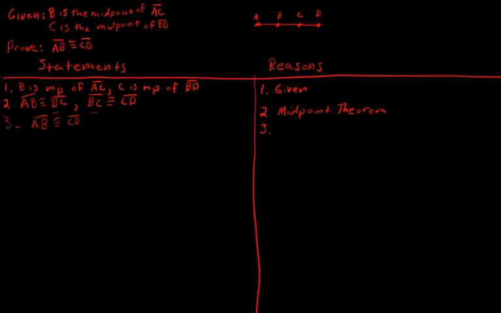And how do we know that? Given congruence of the same segments, this is the transitive property.